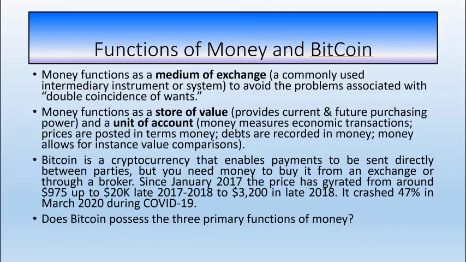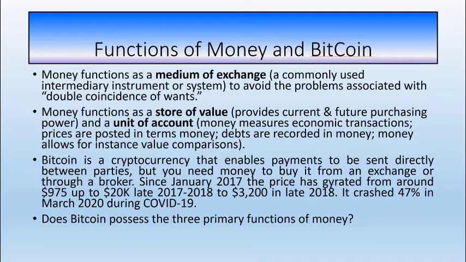Also, keep in mind that the value of Bitcoin is quite volatile. If you look at the price from January of 2017 through about 2018, you will have seen that Bitcoin went up from $975 a coin to $20,000, and then back down to $3,200. And then during the coronavirus in March of 2020, it crashed nearly 50%.